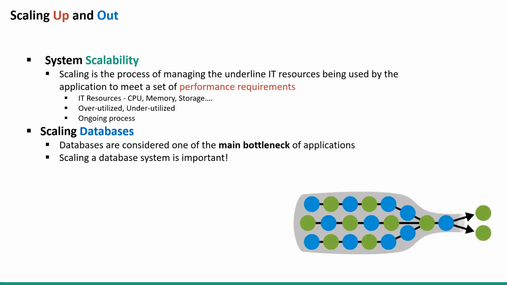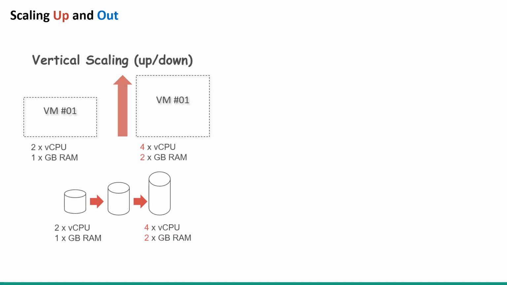That's clear. But what kind of options do we have? Well, there are two main options when performing scaling: vertical scaling and horizontal scaling. Let's start with vertical scaling. Vertical scaling is also called scaling up or down. Scaling up is the act of adding more IT resources to a single specific computing node, okay?